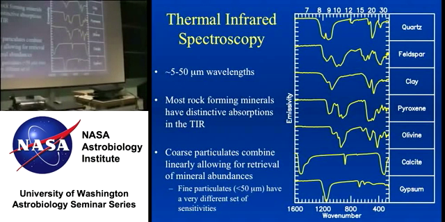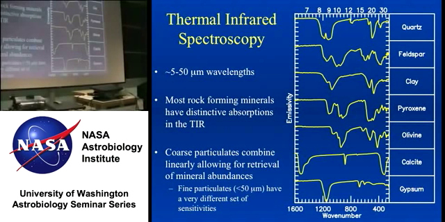a variety of different rock-forming minerals, from quartz to feldspar, clay, pyroxene, and olivine. We're going from isolated tetrahedra to framework silicates, as well as carbonates and sulfates. And you'll notice that the squiggly lines are very distinct between the different materials. So these different materials have their characteristic fingerprints that you can use to identify what the composition of the surface is. Most rock-forming minerals have these distinctive absorptions in the thermal infrared.